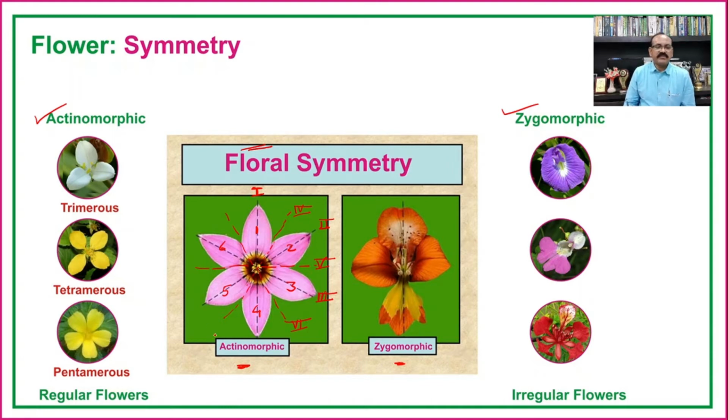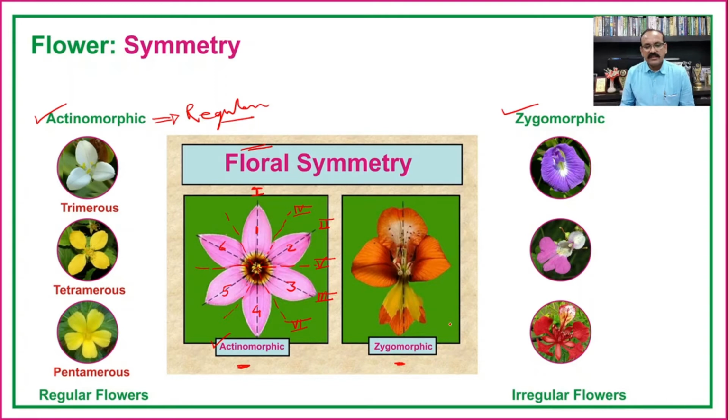Such a type of flower which can be divided into two equal parts by more than one plane is known as an actinomorphic flower. And actinomorphic flowers are also known as regular flowers.